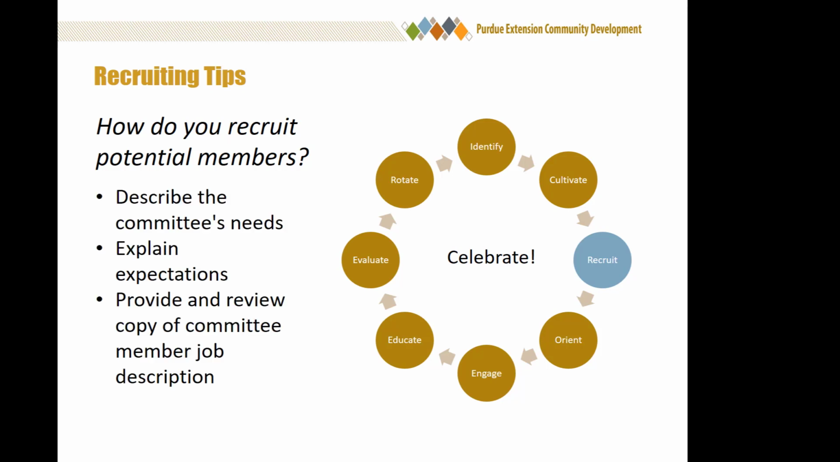After we have cultivated potential members, we can recruit members by connecting with potential members. The best way to recruit is to talk or meet with potential members individually. When securing new members for our county extension boards and program area advisory committees, share member roles and responsibilities, a sample of which can be found in the Working with Extension Boards and Committees publication. And make sure you take time to answer any questions the potential member has about the roles and responsibilities.